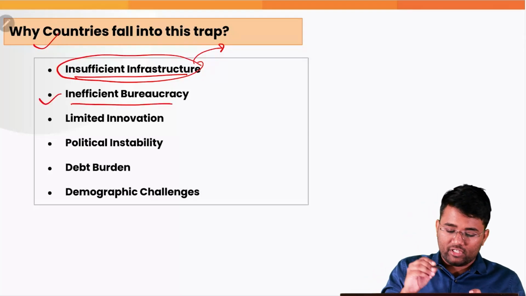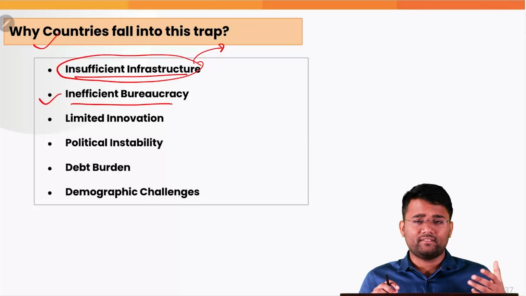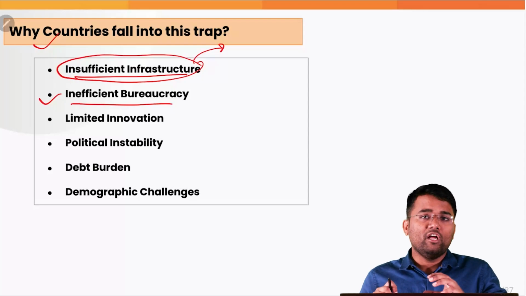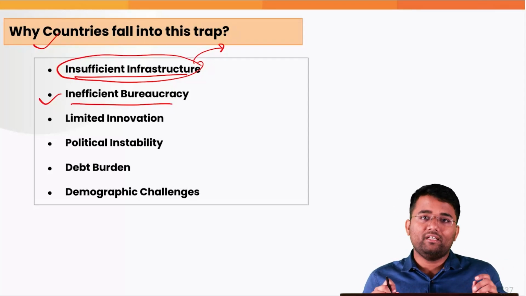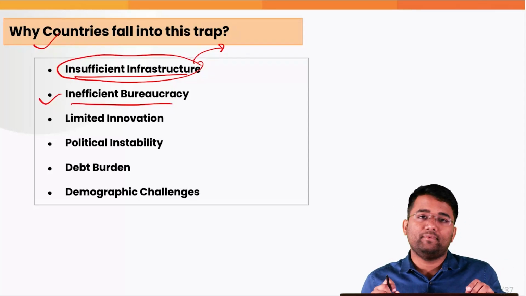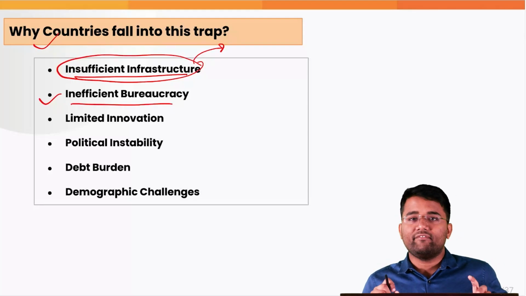Then the inefficient bureaucracy, the environmental clearances or other clearances that are needed for faster infrastructure development, when that is not there, when bureaucratic red tapeism is there, that further aggravates the situation.